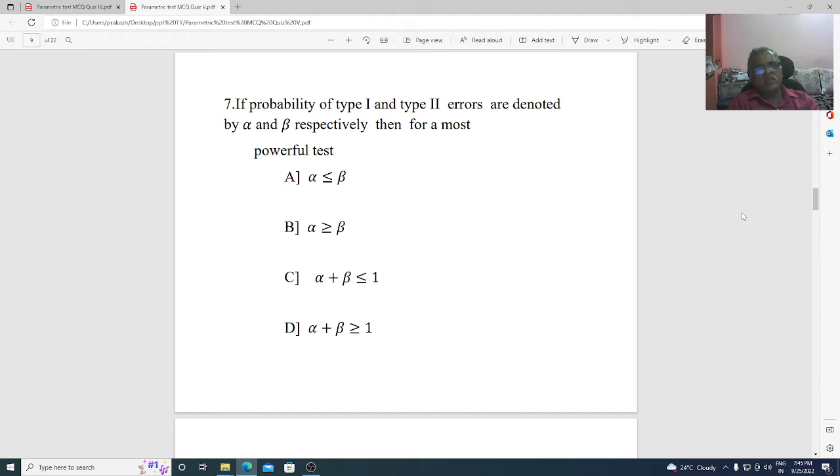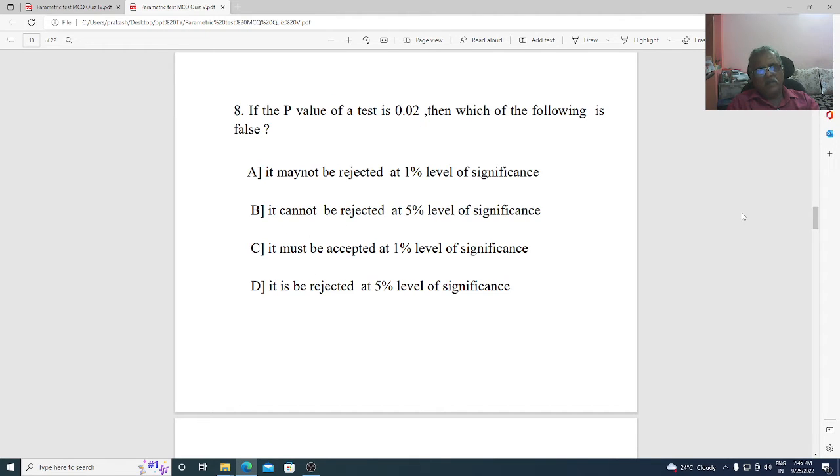Question 7. If the probability of type 1 error and type 2 error are denoted by alpha and beta respectively, then for the most powerful test, option A, alpha less than equal to beta. Option B, alpha greater than equal to beta. Option C, alpha plus beta less than 1. Option D, alpha plus beta greater than 1. The correct option is option C, alpha plus beta less than 1.